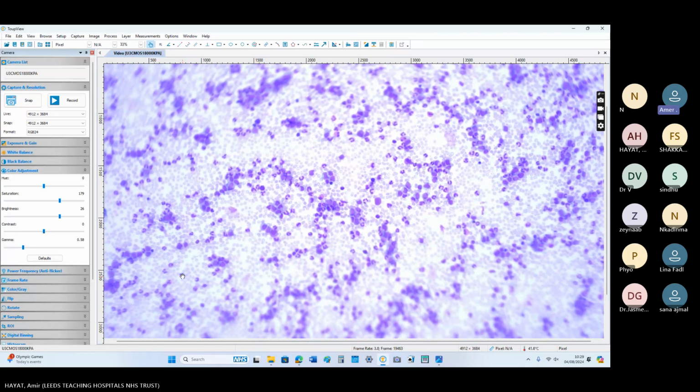So this is a 33-year-old female referred from a district general hospital to you with a suspicion of leukemia. The full blood count shows hemoglobin of 131, platelet count of 150, and white cell count of 420. This is the blood film. So I need a volunteer to comment on the blood film.